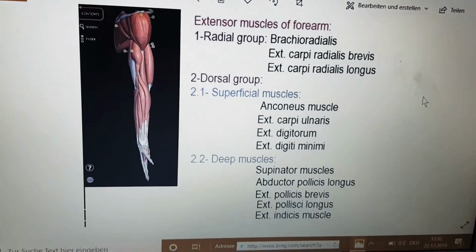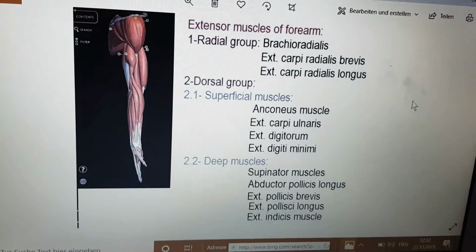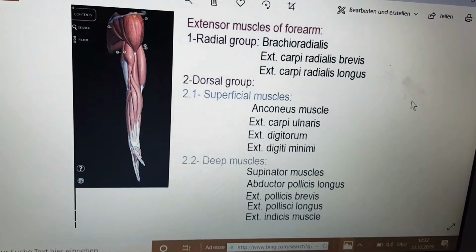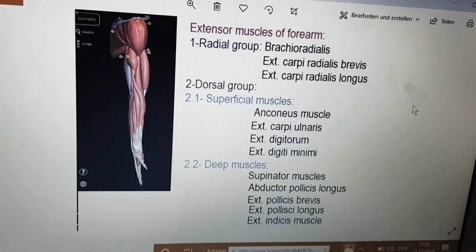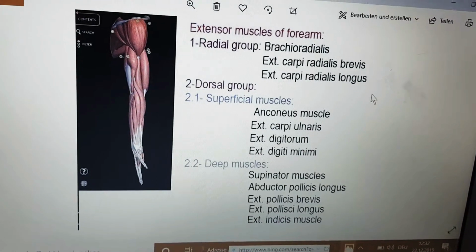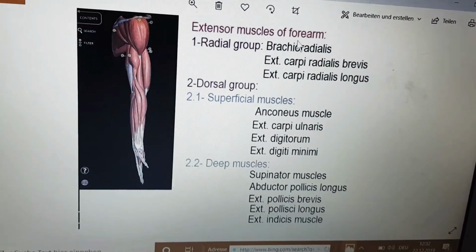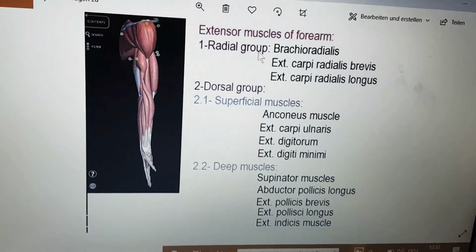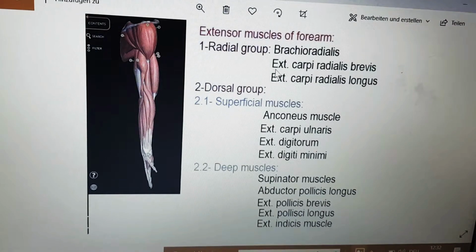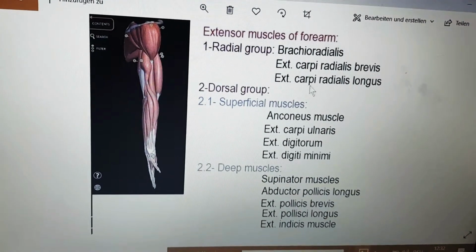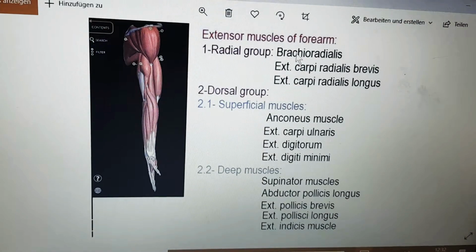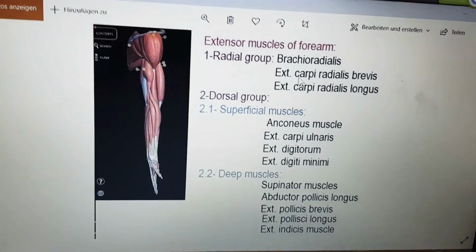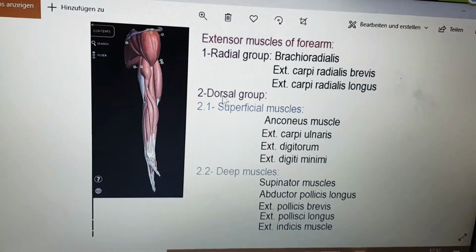Hello dear friends, in this video I will explain the second part of the extensor muscle of the forearm, as I explained in my last video in the first part. The extensor muscle of the forearm is divided in two groups, the radial group and the dorsal group. In the radial group we have three muscles: brachioradialis, extensor carpi radialis brevis, and extensor carpi radialis longus. I have already explained these three muscles one by one in my last video. You can see it. In this video, I will explain the dorsal group.